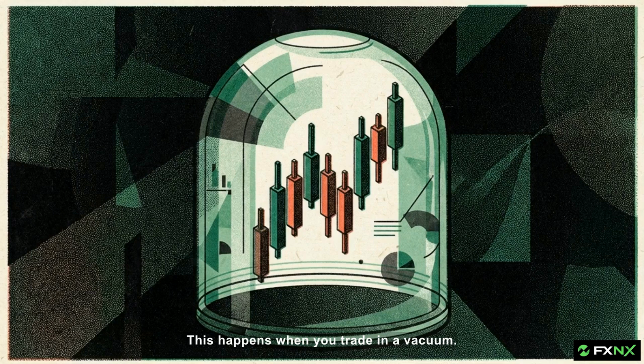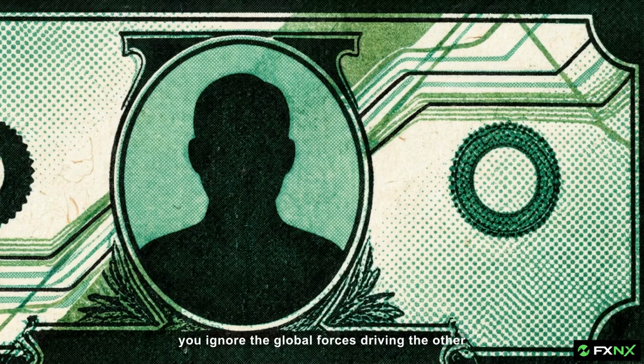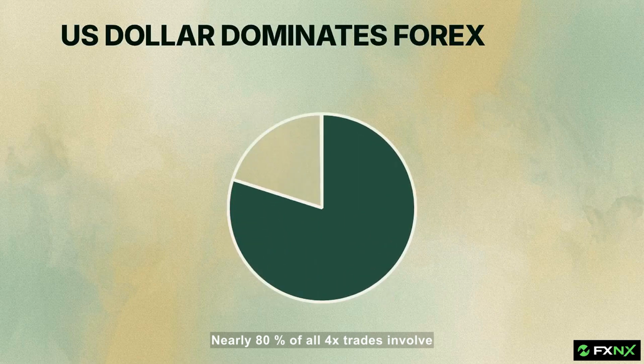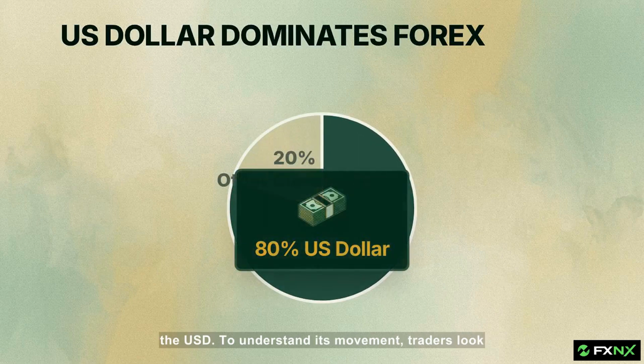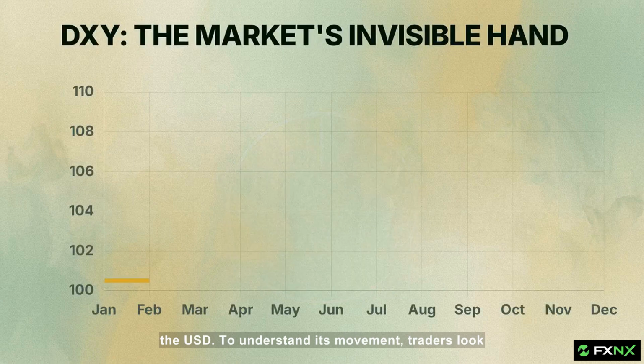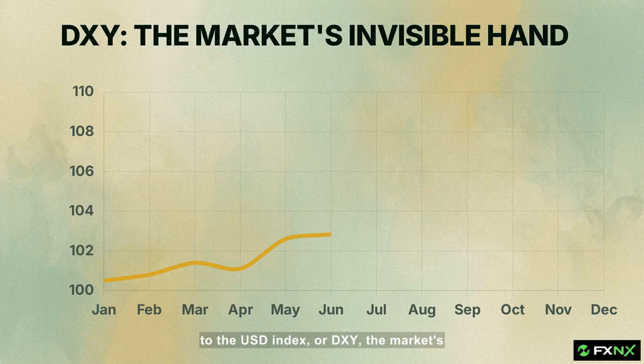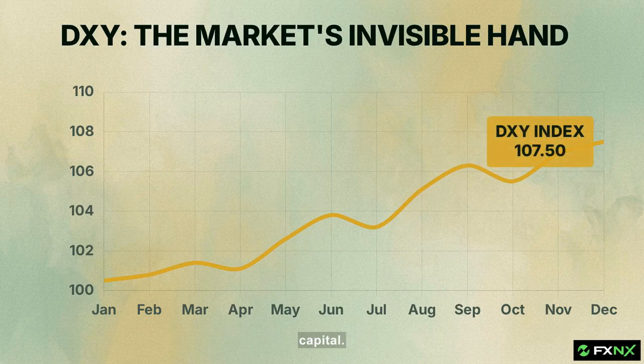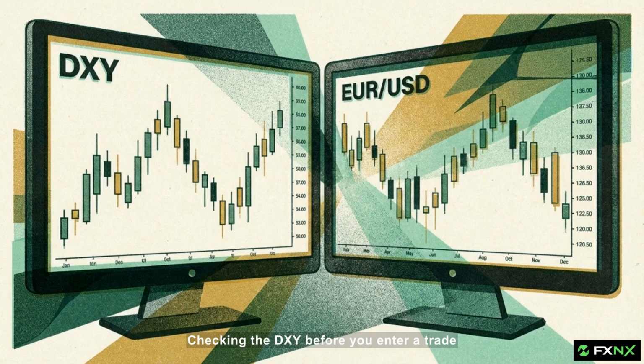This happens when you trade in a vacuum. By analyzing a single currency pair in isolation, you ignore the global forces driving the other half of that pair, the greenback. Nearly 80% of all Forex trades involve the US dollar. To understand its movement, traders look to the US dollar index, or DXY, the market's invisible hand that dictates the direction of global capital. Checking the DXY before you enter a trade is the step that separates speculative guessing from a strategy aligned with the flow of global liquidity.